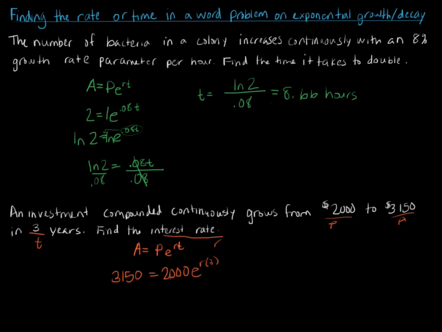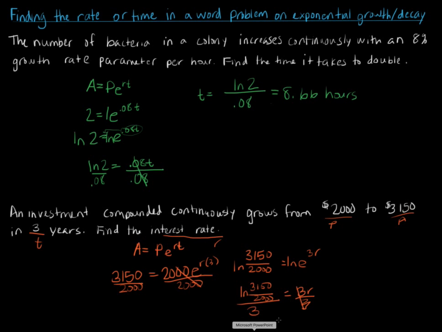Okay, so we can divide both sides by 2,000, and then we can take the natural log of both sides. So we have 3,150 divided by 2,000, and then that equals e to the 3r power, but we're going to take the natural log of everything. So this is just going to be 3r on the right hand side, and this is going to be whatever the natural log of 3,150 over 2,000 is, and then we can divide both sides by 3, and that's going to cancel out.